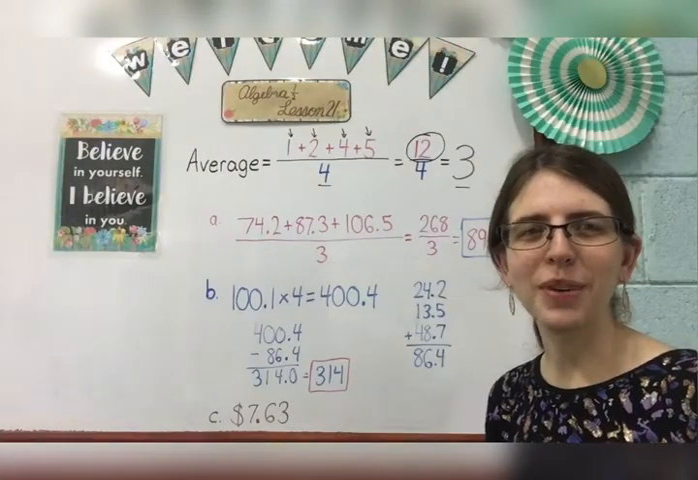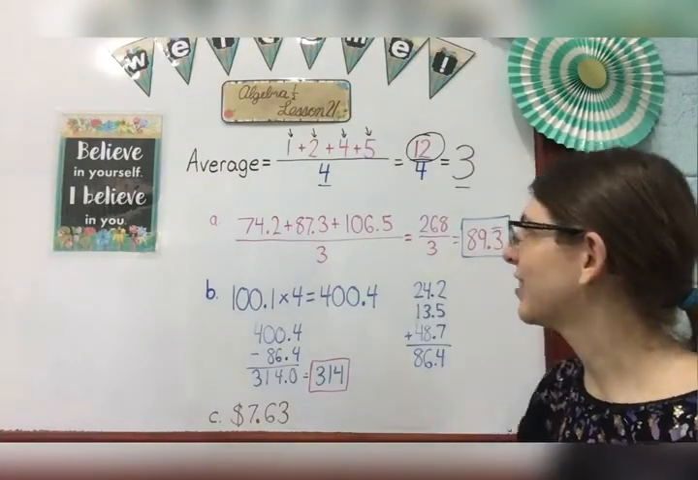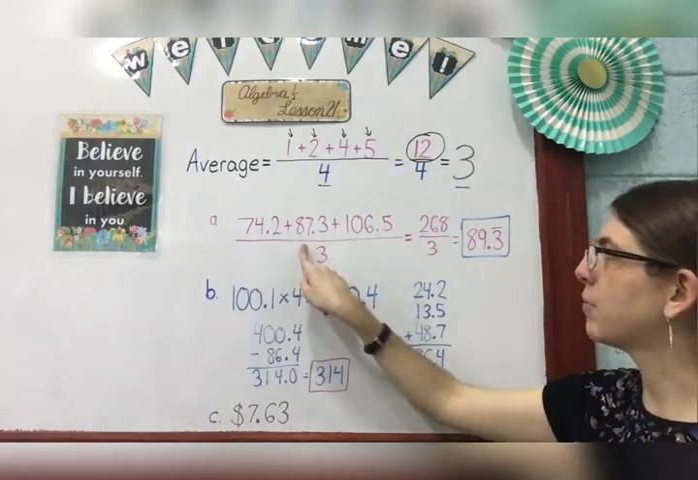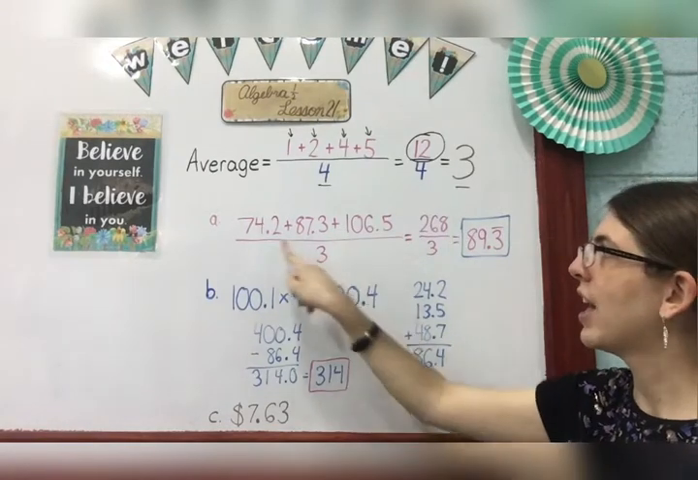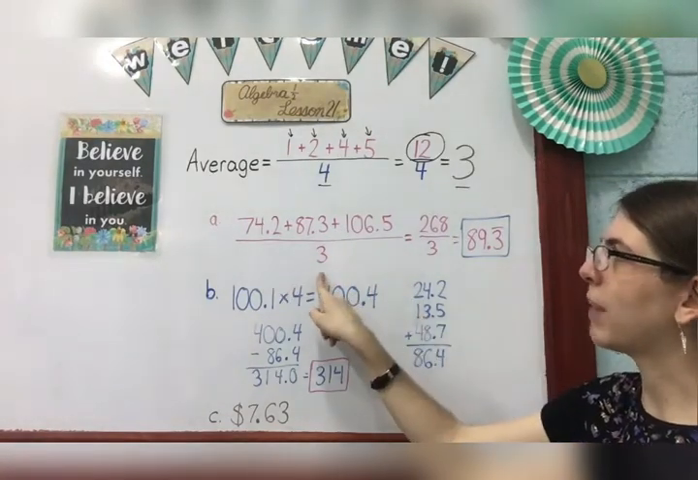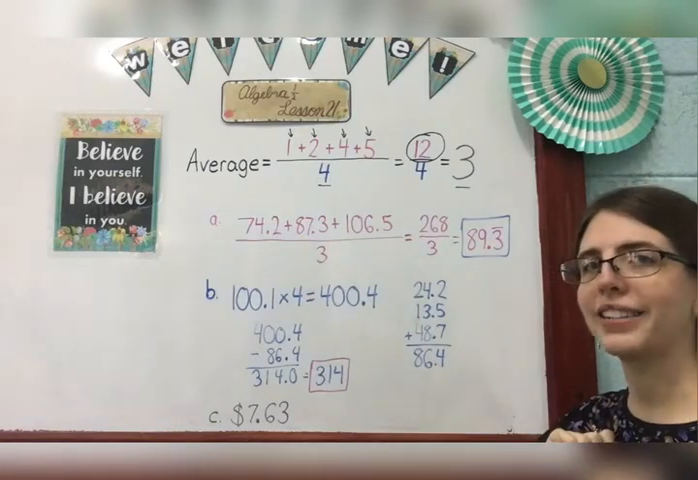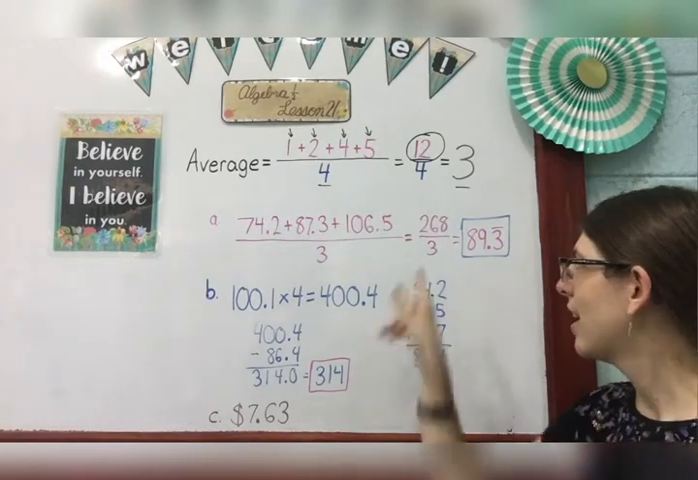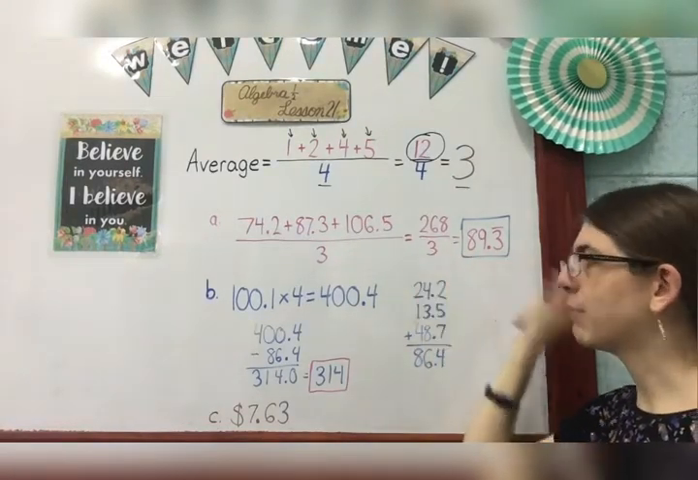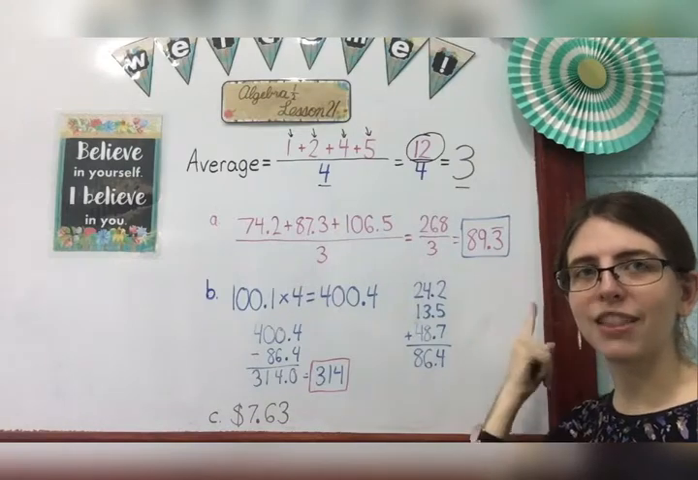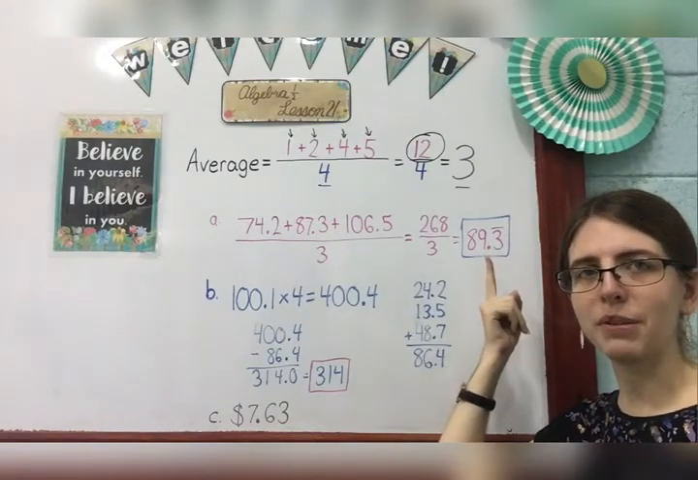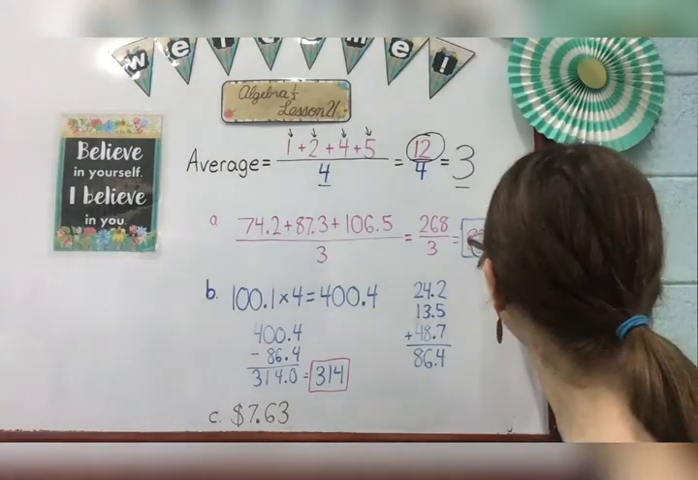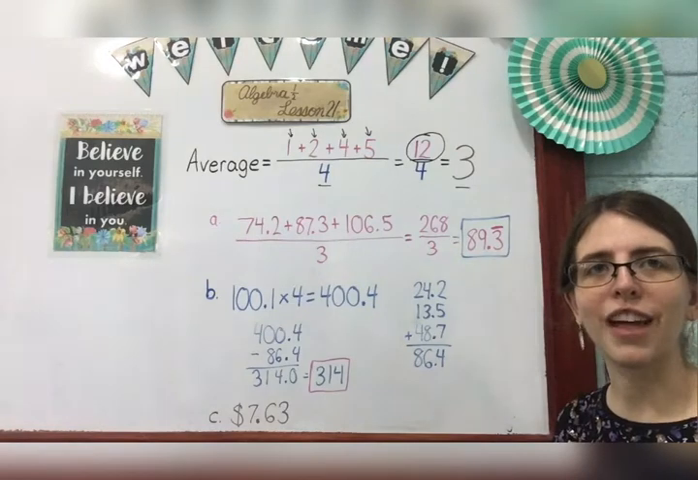Okay, you should be back from doing your practice now. Letter A, to solve that, it said that you needed to find the average of 74.2, 87.3, and 106.5. So you needed to add them all up and divide them by 3 because you had 3 numbers you were adding together. Add it up, you got 268, divide that by 3. You get 89.3 repeating because that 3 continues on into infinity, so you don't have to keep dividing it. You just put the 3 with the line over top. Just in case you can't see that very well, there should be a line right over that 3.